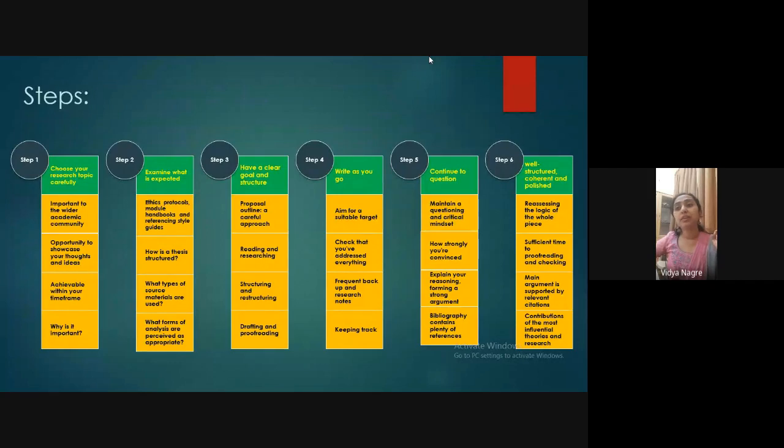So the topic has to be important to the wider academic community. It should not be focused only on a small community, benefiting only a limited number of people. It should largely benefit a large number of people. There should be an opportunity to showcase your thoughts and ideas. Unless and until there is some scope where you can put forth your idea, how your conclusions are really practical and applicable, you cannot showcase your research. So that is why you have to be very careful while choosing your topic.